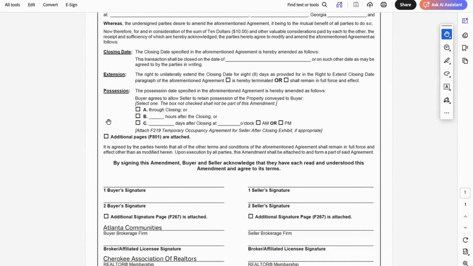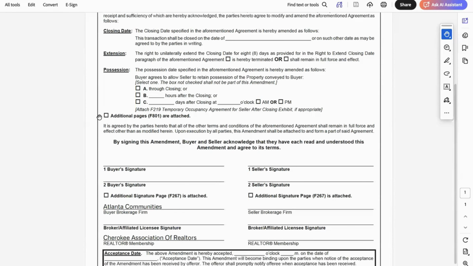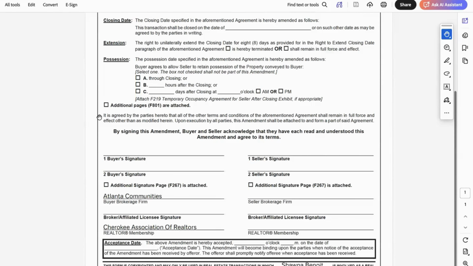Important note, if the seller stays after closing, you should attach the temporary occupancy agreement. This is the GAR F219 temporary occupancy agreement form. This protects both parties. Additional pages, the F801 is attached.